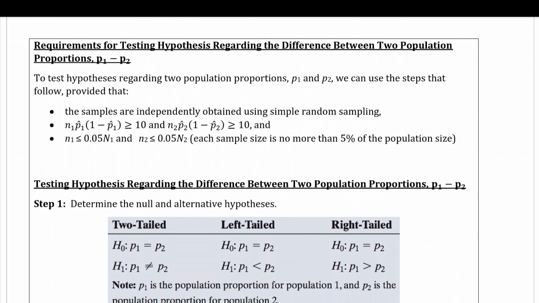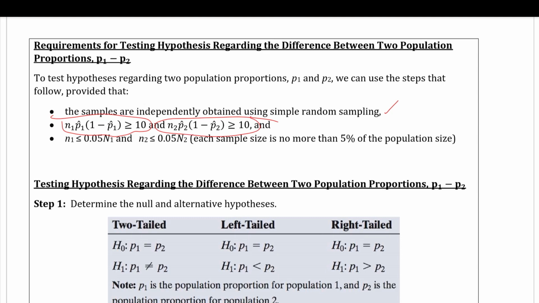Requirements for testing a hypothesis regarding the difference between 2 population proportions. Of course, there are always conditions that need to be met before you can attempt this. For proportions, it's always a matter of seeing if we can assume a normal approximation. Samples are independently obtained using simple random sampling. We have to pass this np(1 − p) check for both samples. Also, each sample has to be less than 5% of the population size, respectively.